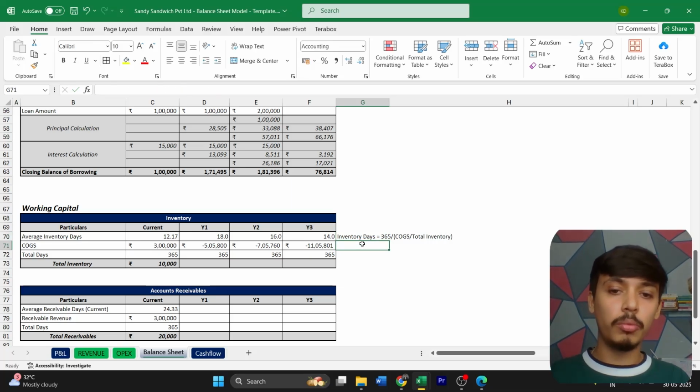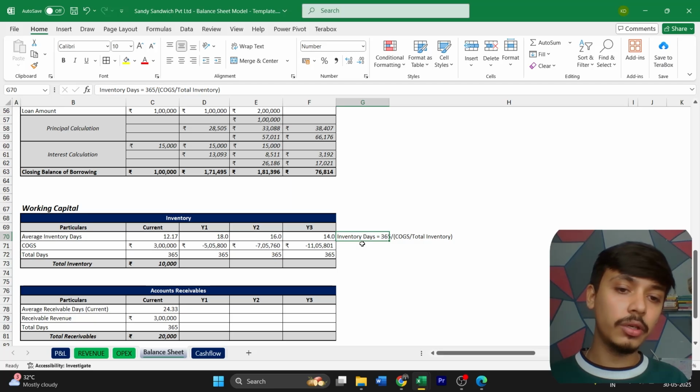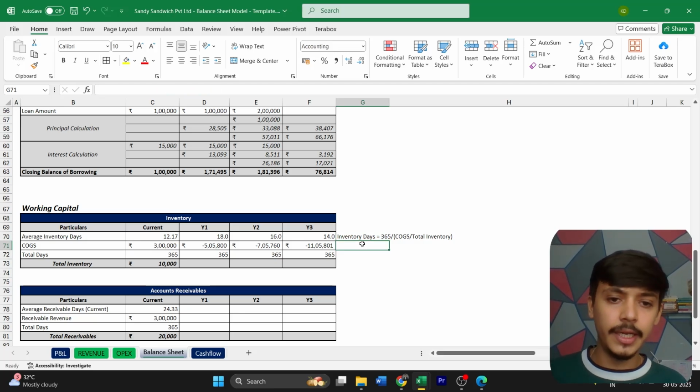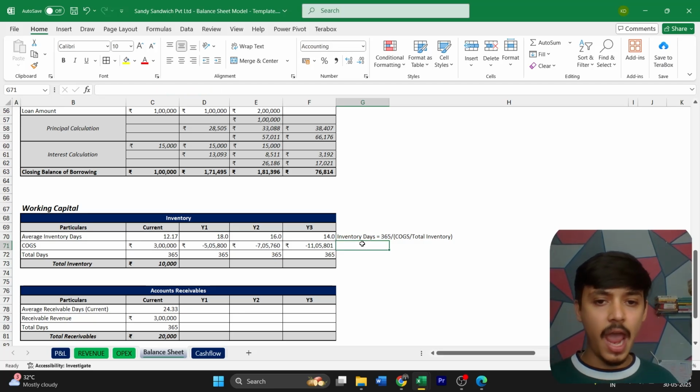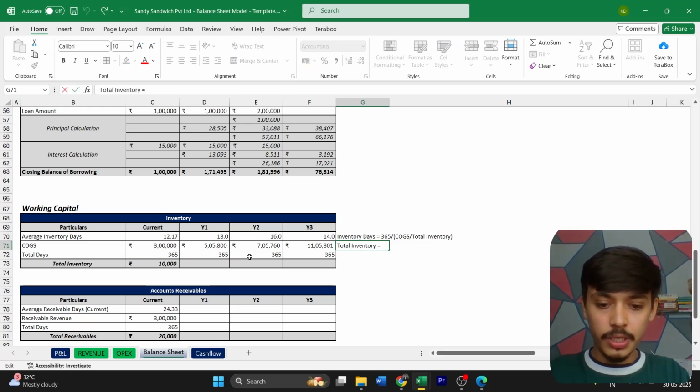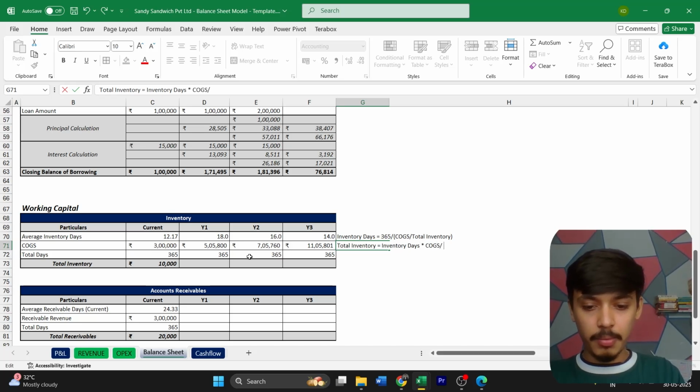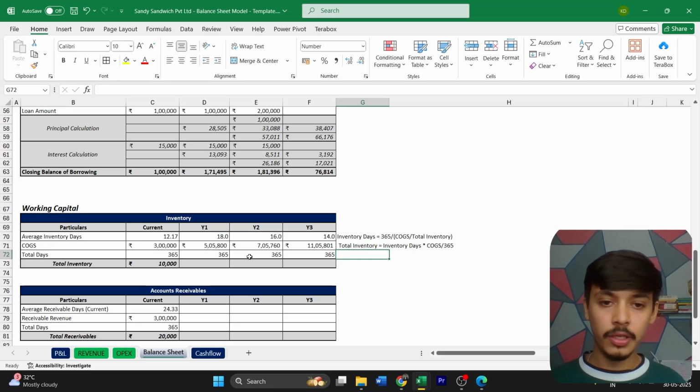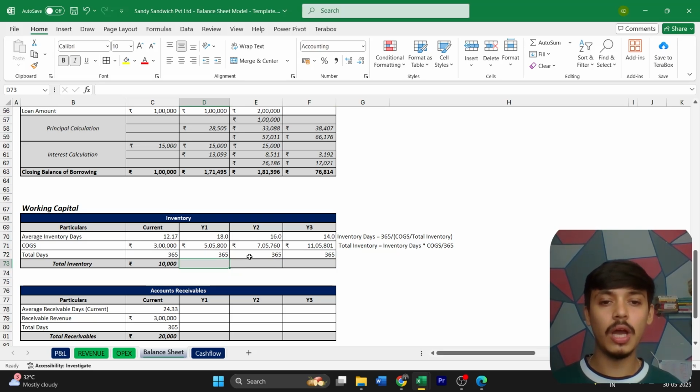Okay, so this is the formula that we use. But now we don't have total inventory with us. We have inventory days, we have COGS, and we have the number of total days, that is 365. So we will take total inventory on this side and shift inventory days to the right hand side. So total inventory then becomes inventory days multiplied by COGS divided by 365. So we will similarly plug in over here. This is something which you learned in your schools, like how you can change from LHS to RHS.